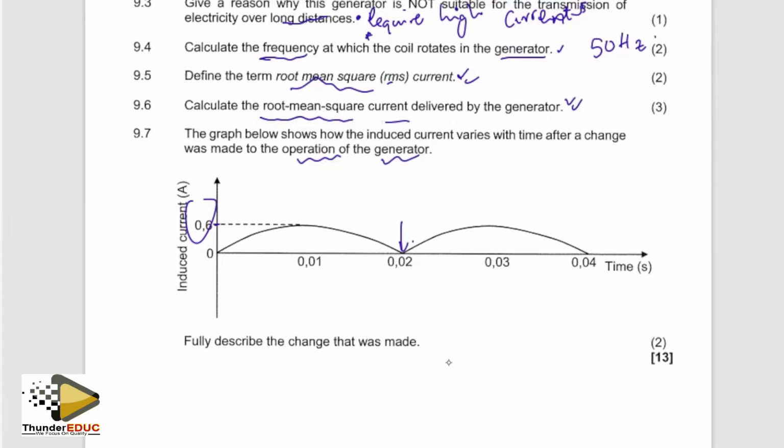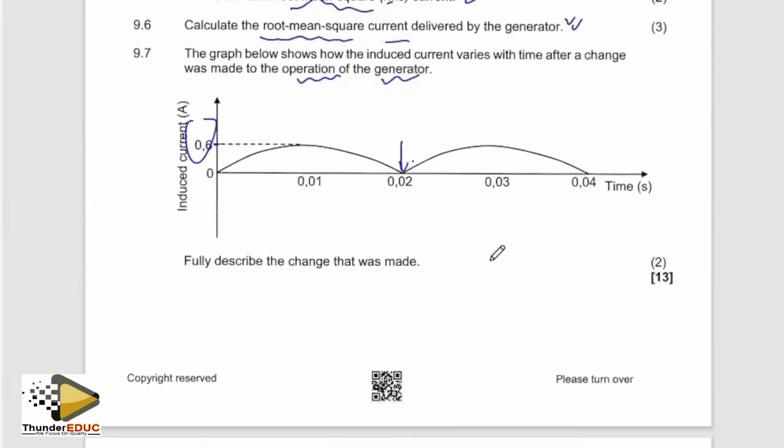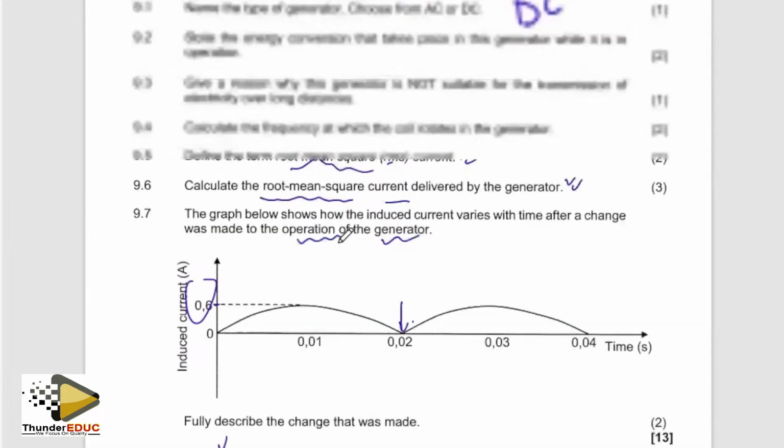Alternatively, we could look at the number of turns. Okay, the number of turns of the coil were reduced. Or even the area was halved. So all those could be reasons as to why the changes were made.